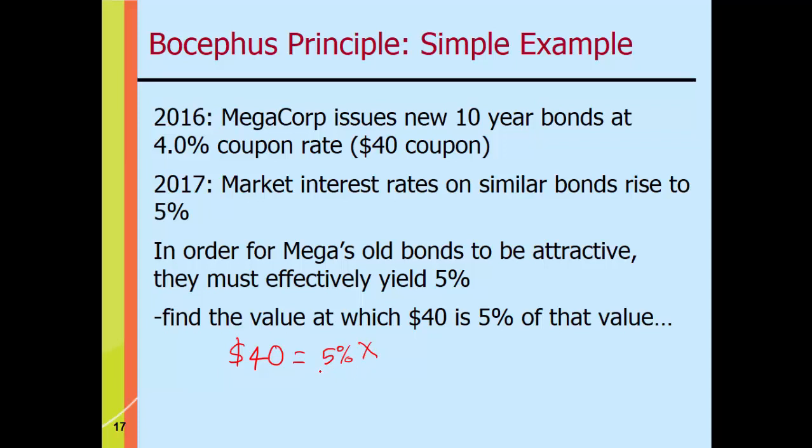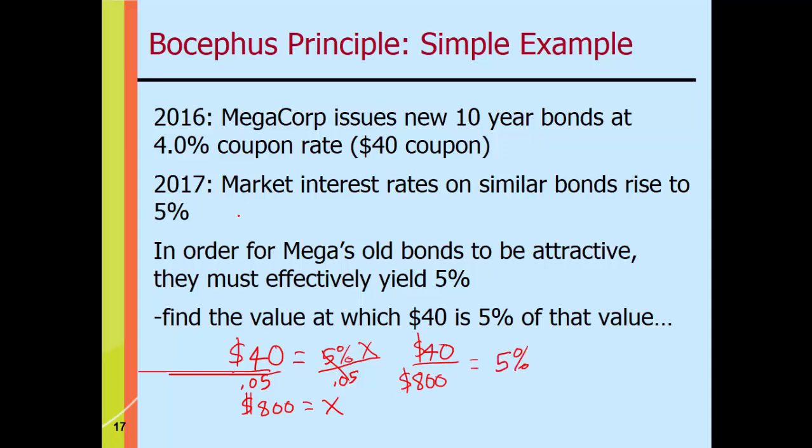So how do we do that? Well, first off, let's divide by 5%, and decimally that's 0.05. Okay, divide over here by 0.05. And if I work that out on a calculator, if you want to verify that yourself, you can work that out: 40 divided by 0.05 equals 800. So you can see the bond's value has fallen now such that for the $40 coupon divided by the $800 bond's value, it's now yielding 5%.